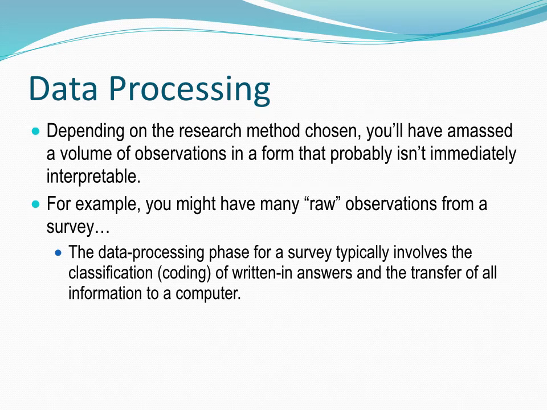The next step is data processing. Depending on the research method chosen, you'll have amassed a volume of observations in a form that probably isn't immediately interpretable. For example, if you've collected a survey, you might have many raw observations. The data processing phase for a survey typically involves the classification or coding of written-in answers and the transfer of all information to a computer.